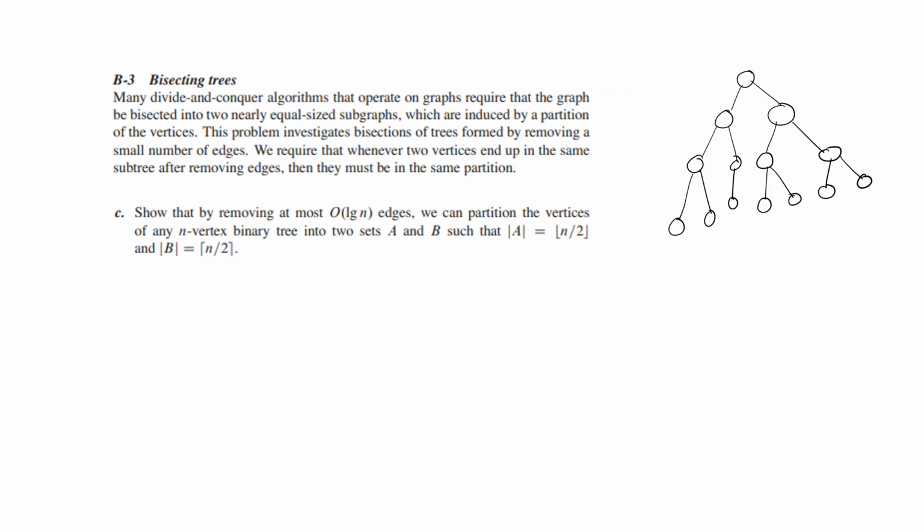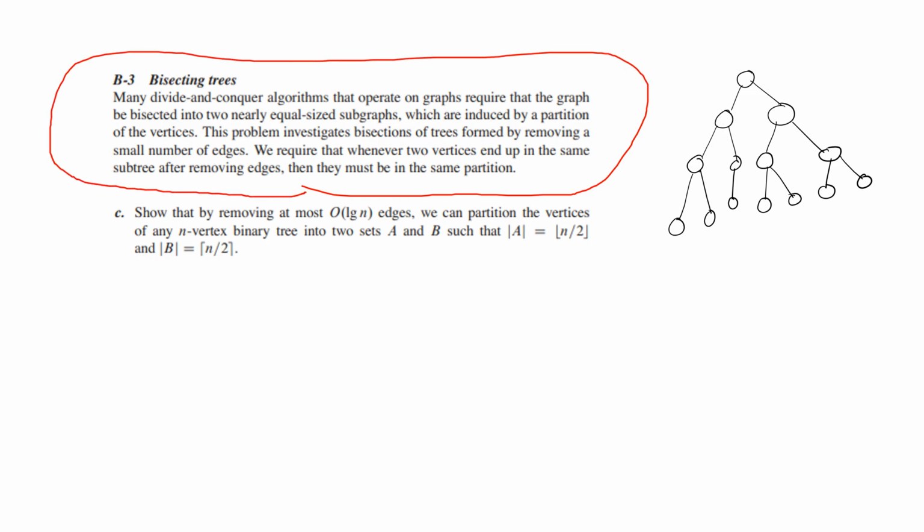Let's move on to prove part C. What does part C say? Before that, let's try to understand this paragraph. This paragraph says that we can bisect the tree by removing a small number of edges.